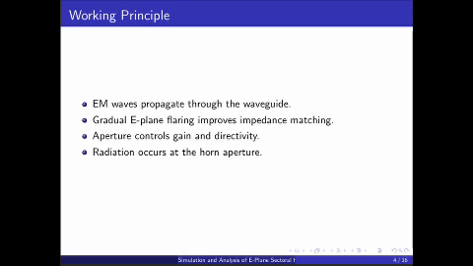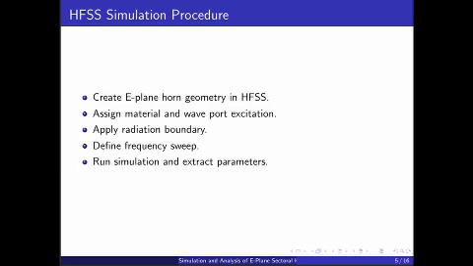Now we are going to see the working principle of the E-plane horn antenna. The working principle is very simple. Electromagnetic waves are generated inside the rectangular waveguide. This wave travels toward the horn aperture. If the waveguide ends abruptly, there will be large reflection. But because of gradual flaring, impedance mismatch improves, reflection reduces, more power is radiated. The aperture size of the horn mainly controls gain, directivity, beamwidth. Finally, radiation occurs from the open aperture of the horn. Now this is the process you can see.